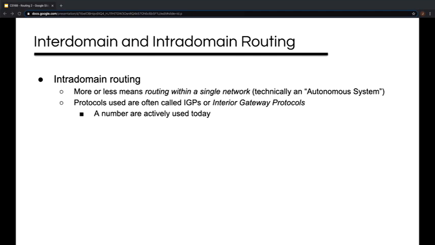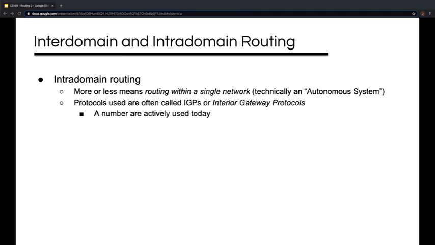So to sum this up, intra-domain routing more or less means routing within a single network. Technically, it's an autonomous system. I believe we will come to that term later in the semester. The protocols used inside a domain are often called IGPs, or interior gateway protocols. Gateway here is a little bit of an antiquated term for router in this context.